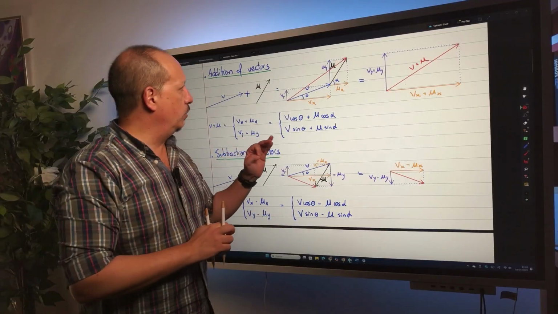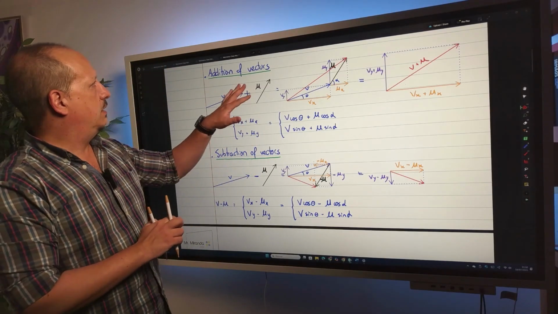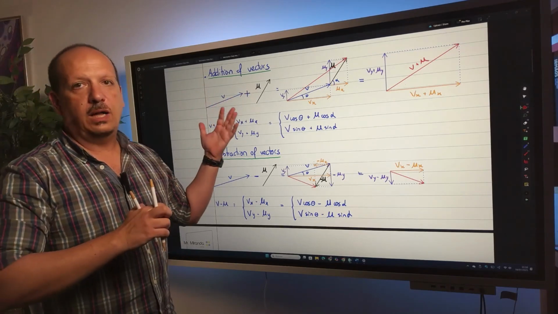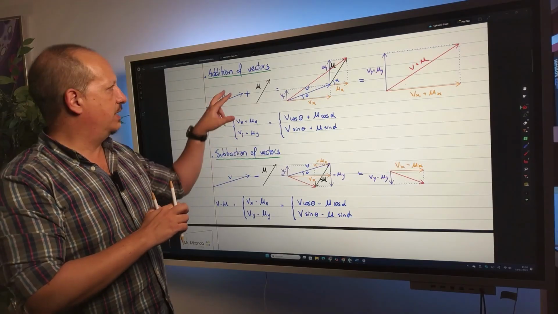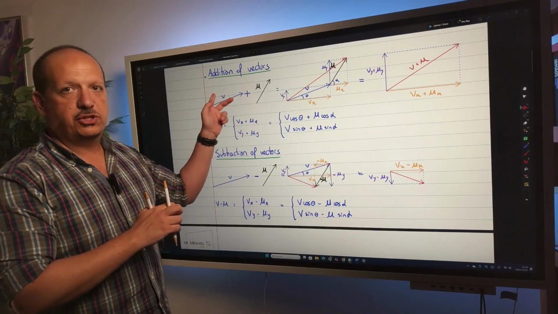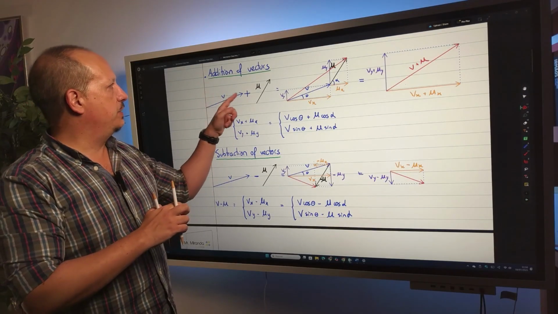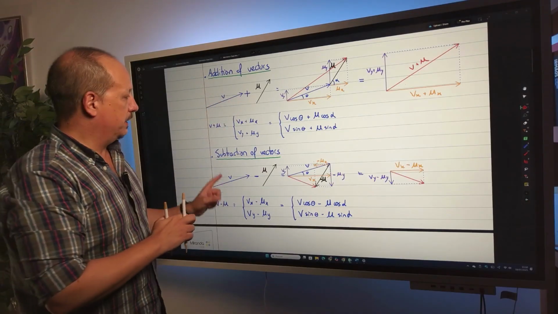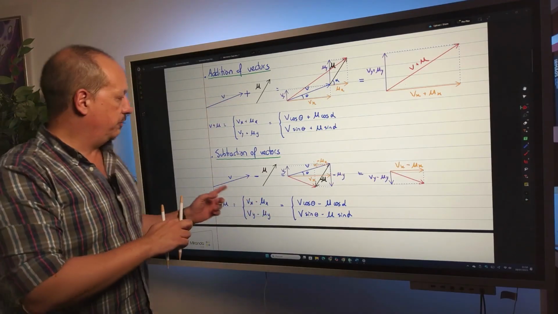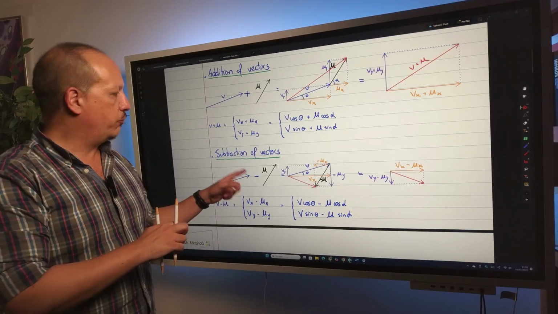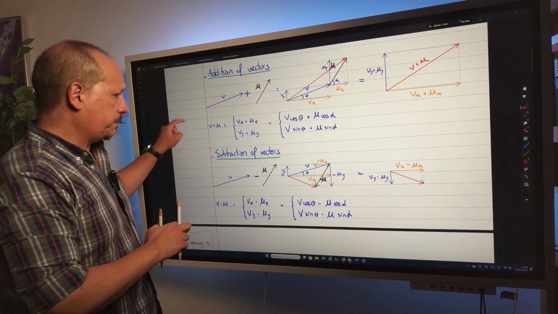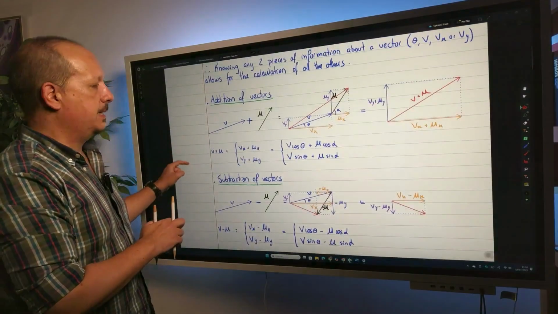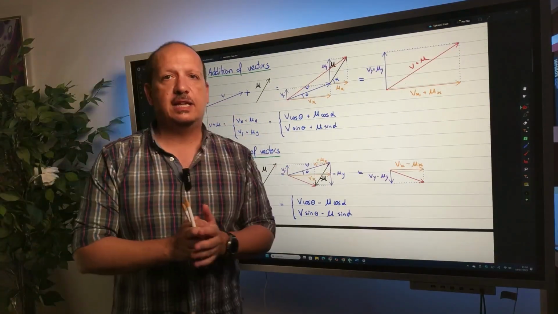Just one quick note for you to know that this is true for all algebra. If you are adding vectors, numbers, whatever, it doesn't matter the order by which you're adding. V plus U is the same as U plus V. But if you are subtracting, the order matters. V minus U is different from U minus V. Okay? So this is just a quick reminder of the things that you need to know.